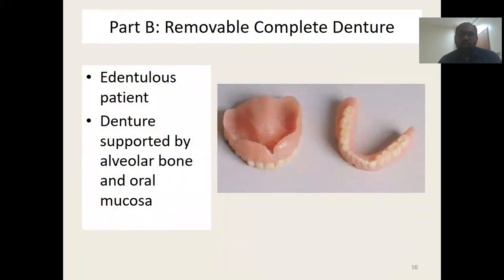So moving on to a complete denture. A complete denture, in contrast, is going to be supported entirely by the alveolar bone and the oral mucosa. Again, by just stating that it is going to be supported by alveolar bone and oral mucosa, it does not give us the liberty to take them for granted.